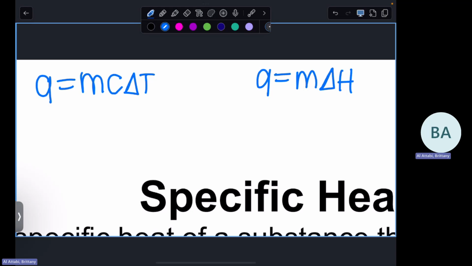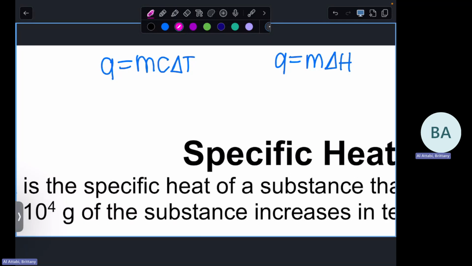So we're going to be working pretty much just with the specific heat formula today, but just a refresher, what does the Q stand for in both of these? Amount of what? It's not just energy. We call it heat. It is thermal energy. So it is energy, just specifically thermal energy or heat. So that's for both.